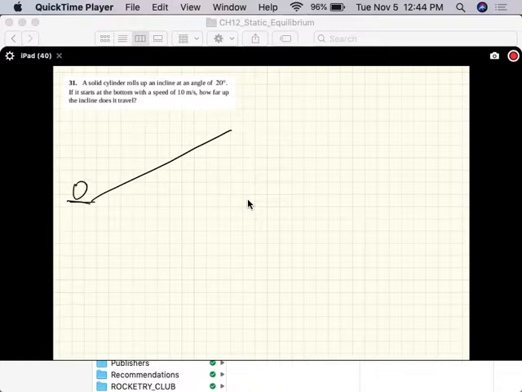So this is a cylinder, and when they tell you that, they're essentially telling you what its moment of inertia is. And so it's still a cylinder when it goes up there. It's rolling up, going, initial velocity is 10 meters per second.